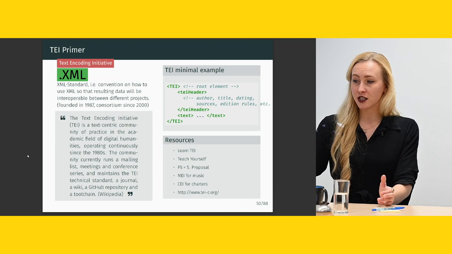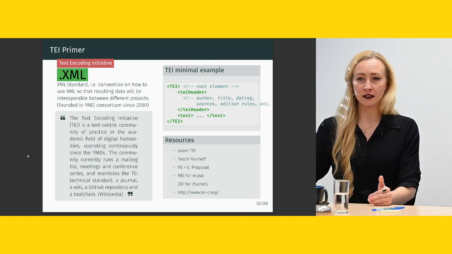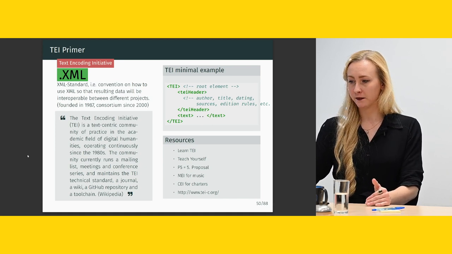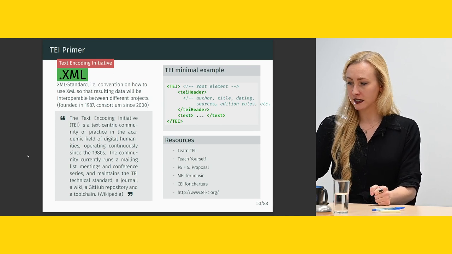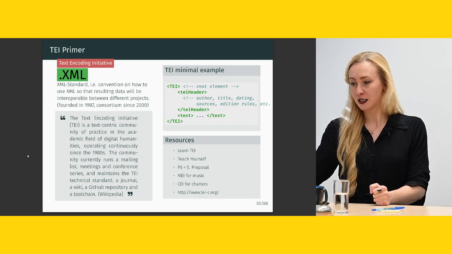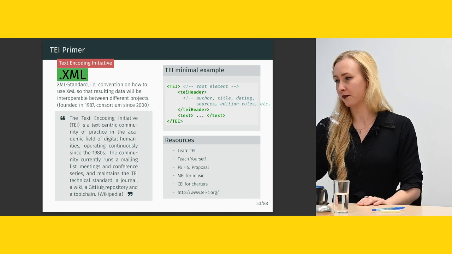The Text Encoding Initiative, TEI, is a text-centric community of practice in the academic field of digital humanities, operating continuously since the 1980s. The community currently runs a mailing list, meetings, a conference series, and maintains the TEI technical standard, a journal, a wiki, a GitHub repository, and a tool chain. So what we're interested in is this technical standard.